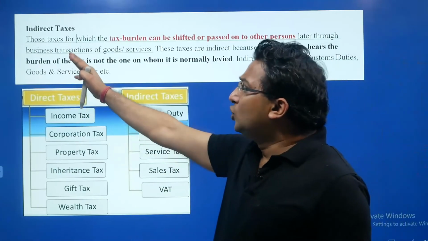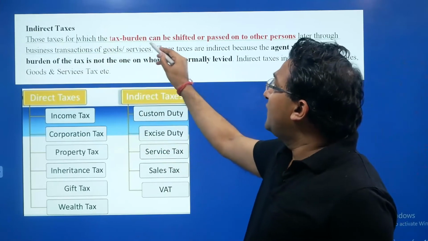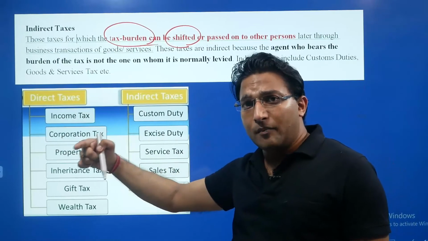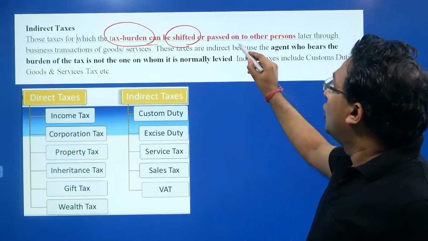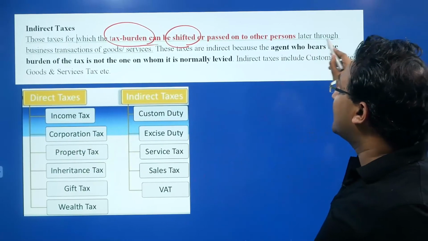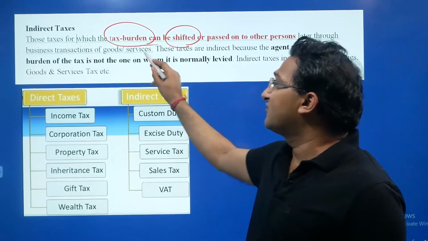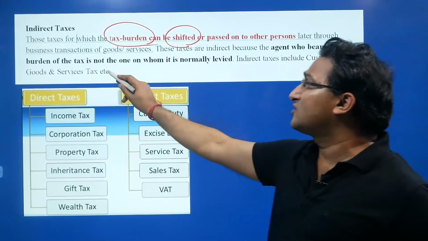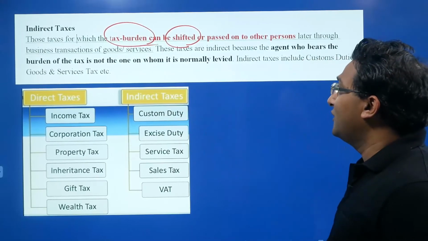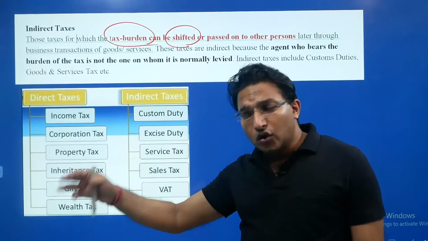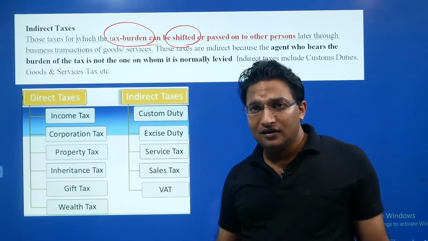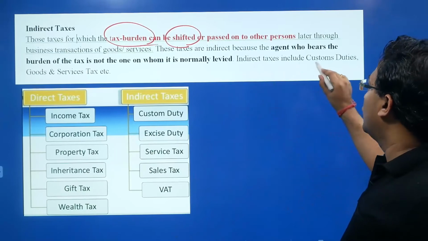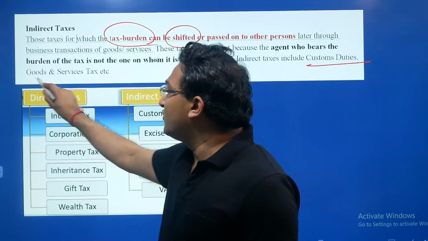Indirect taxes are those taxes for which the tax burden can be shifted. So the institute has shifted the burden to the student, or passed it on to the other person later through business transactions of goods and services. These taxes are indirect because the agent who bears the burden of tax is not the one on whom the tax is normally levied, because the institute is different from the student. That is why this is called indirect tax. Indirect taxes include custom duties, goods and services tax, etc.